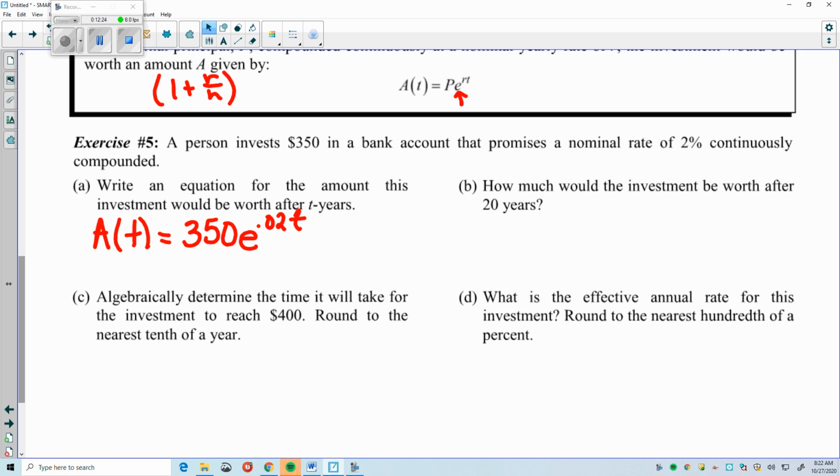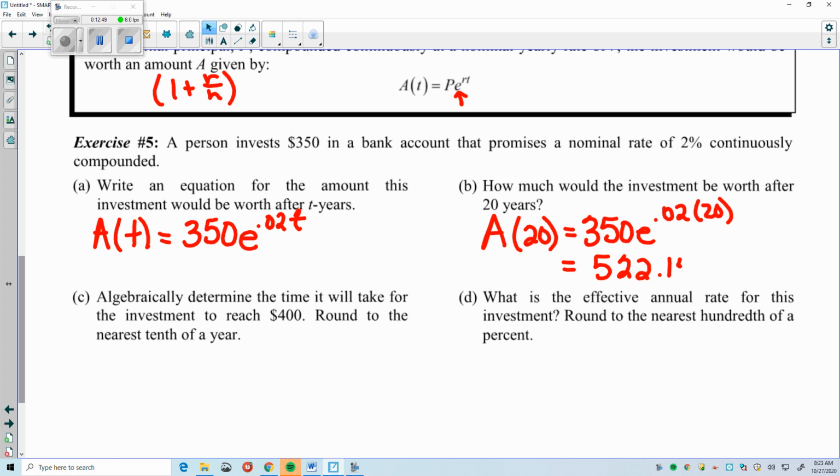Okay, so now for letter B, how much would the investment be worth after 20 years? In this formula, now I have a value for t. I know that that's got to be 20. So we have 350 e raised to the 0.02 times 20. So plugging that in, rounding and simplifying this out, we're going to have about $522.14.